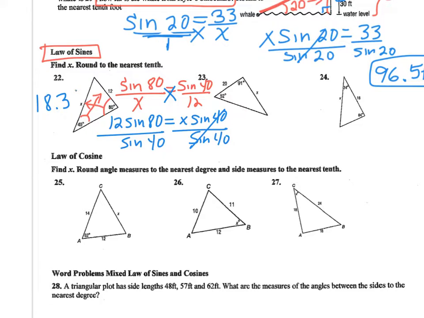Hundredths place would be 39, tenths place would be 0.4. Yes, that's it. Now problem number 23.